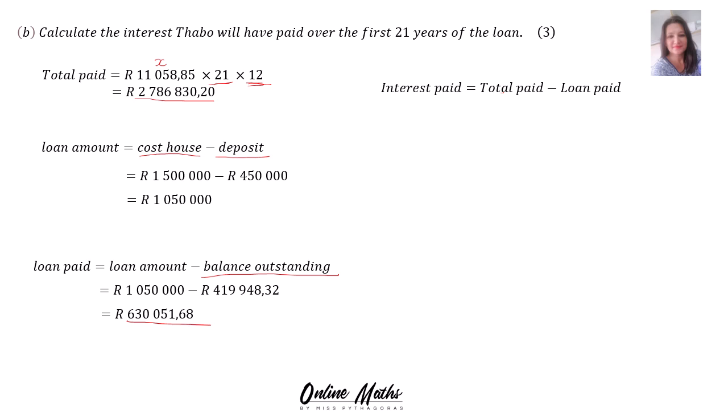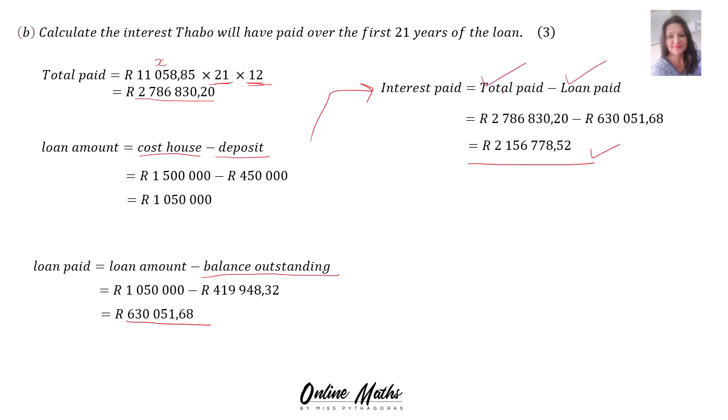So what was the actual sum? Calculate the interest. So up here, the interest paid is the total paid, the 2.7 minus the loan that was paid. So the interest is going to be this 2 million rand. Where's the marks? The marks are 3 marks: 1 for the total paid, the loan paid, and the answer.